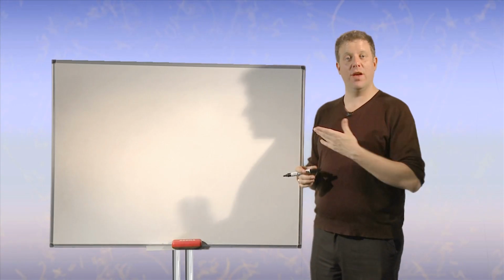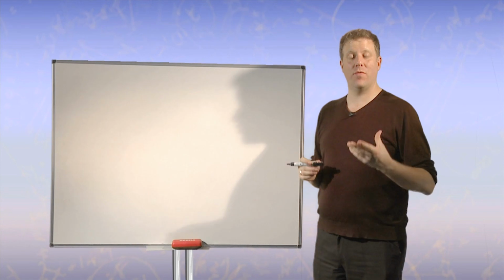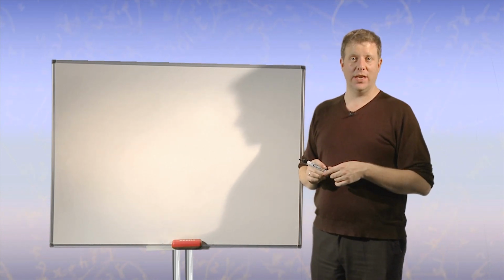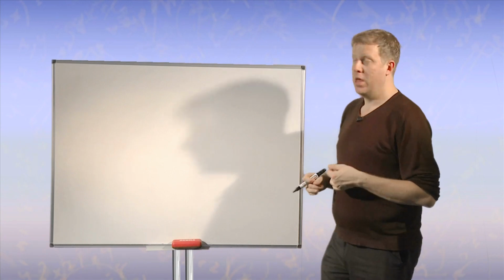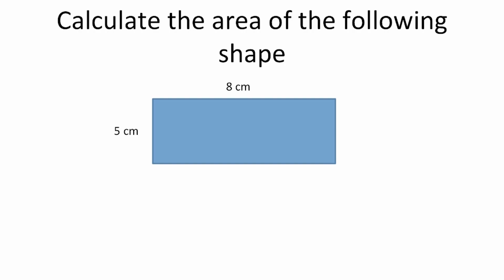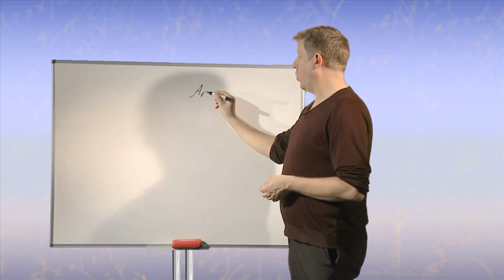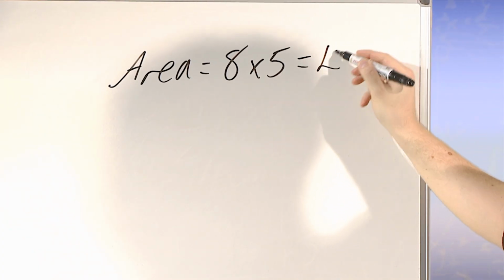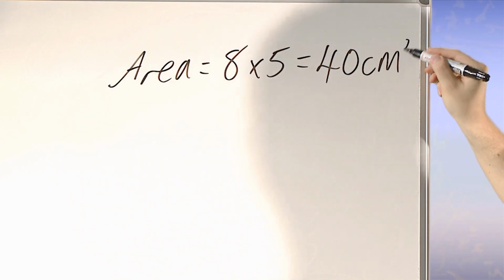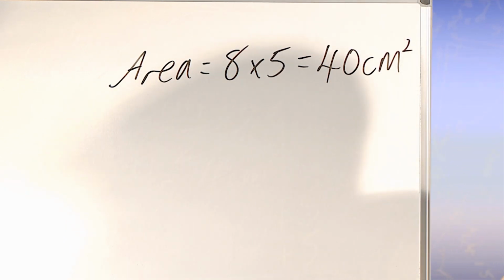Okay, so the area of a rectangle now. Now the area of the rectangle is one of the easiest area calculations there is, because all it is simply length multiplied by width. So in this case, where the length is 8 centimetres and the width is 5, our area is quite simply going to be 8 times 5, which is 40, don't forget the units, centimetres squared.